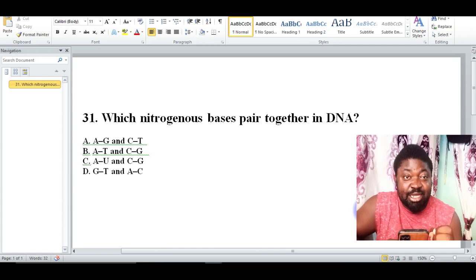That's the exact complementary strand when it comes to pairing of the nitrogenous bases. You need to keep it as a formula: A with T, and C with G. This is the correct answer.